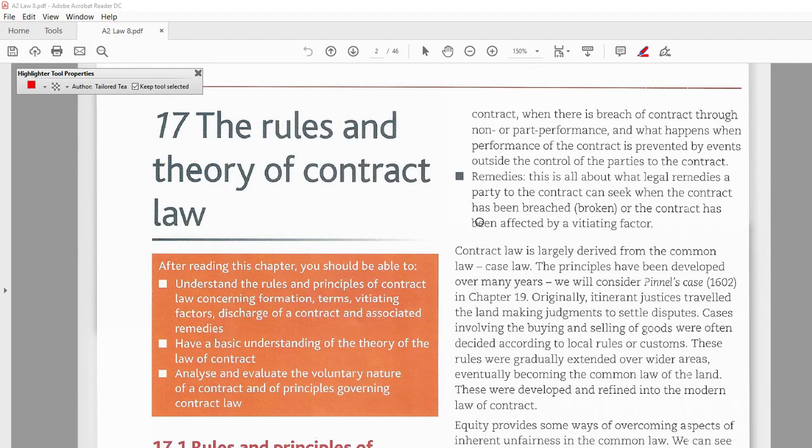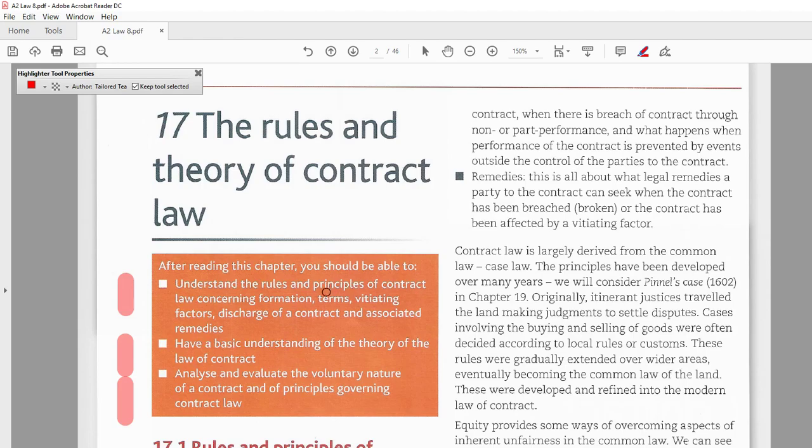Right, so anyway, the rules and theory of the contract. You guys might think this is a tricky chapter. The reality of this chapter is it's a mishmash chapter. So when you're revising for this, very simply, if you look here, after reading this chapter, you should be able to, you've got three sections, haven't you? 1, 2, and 3, yeah?